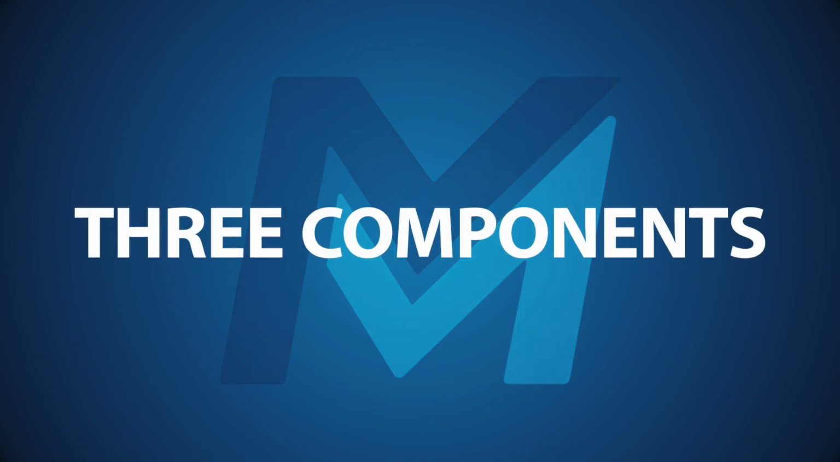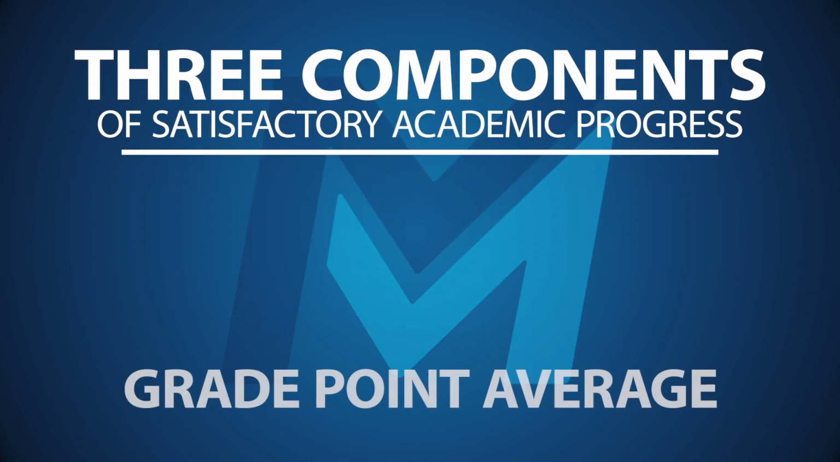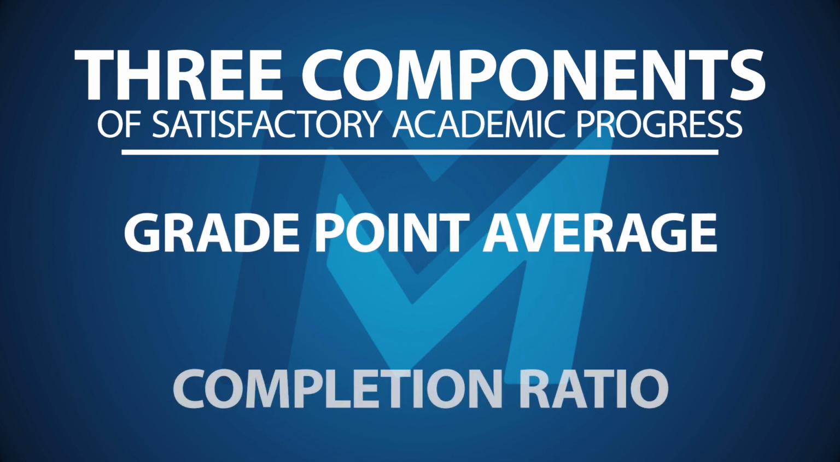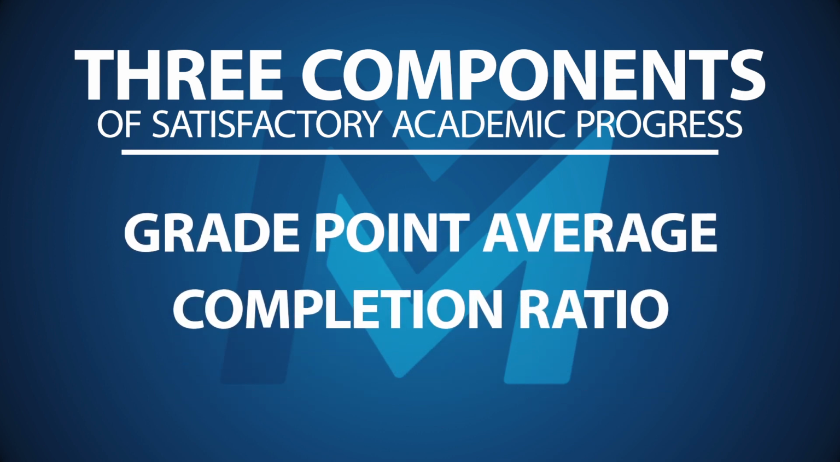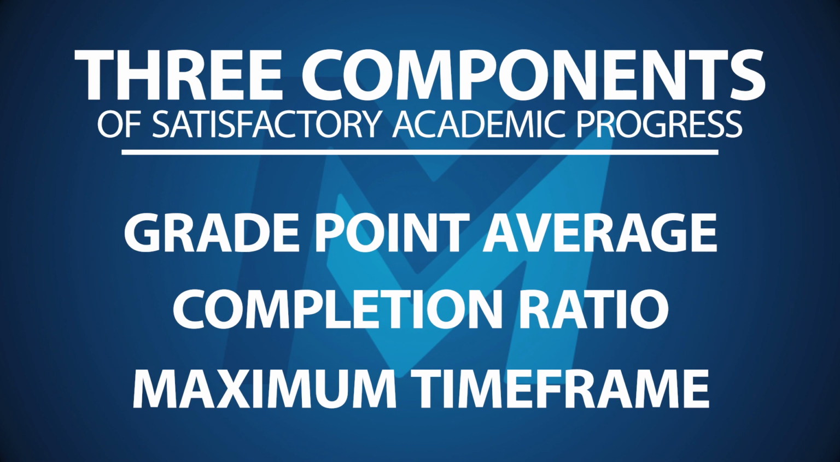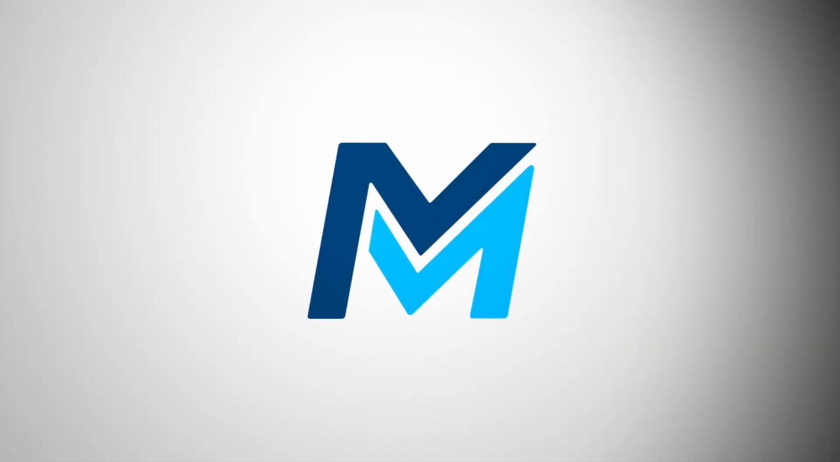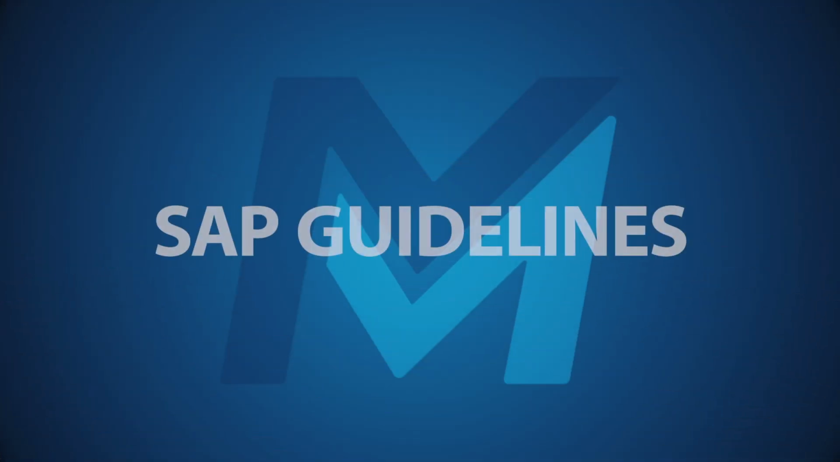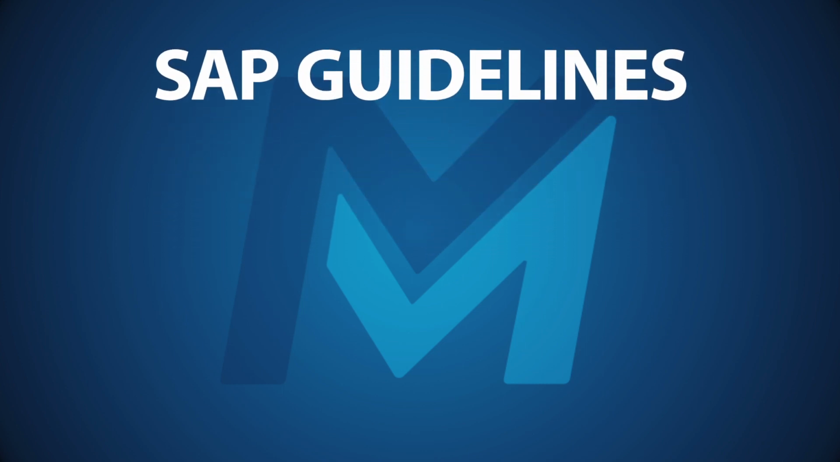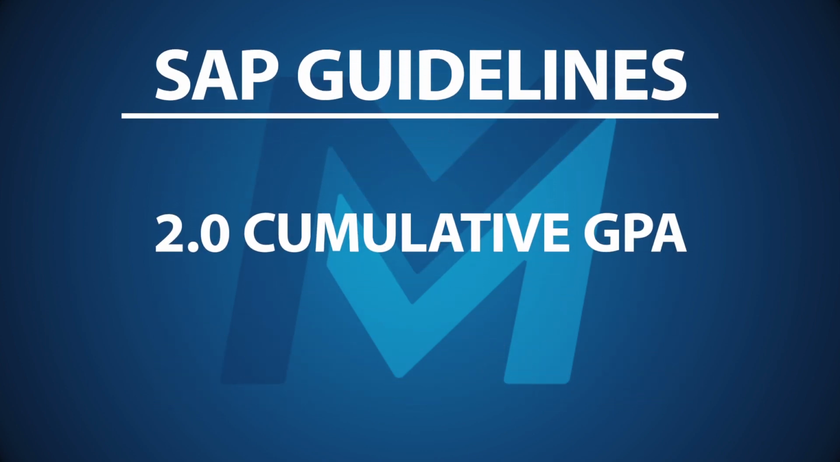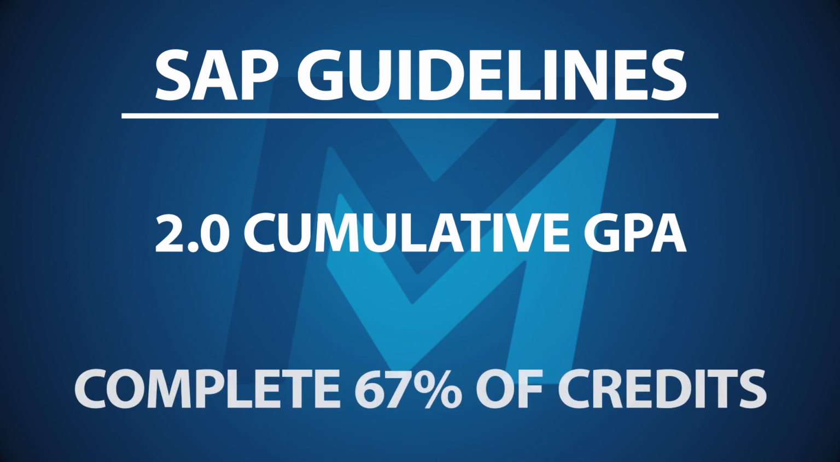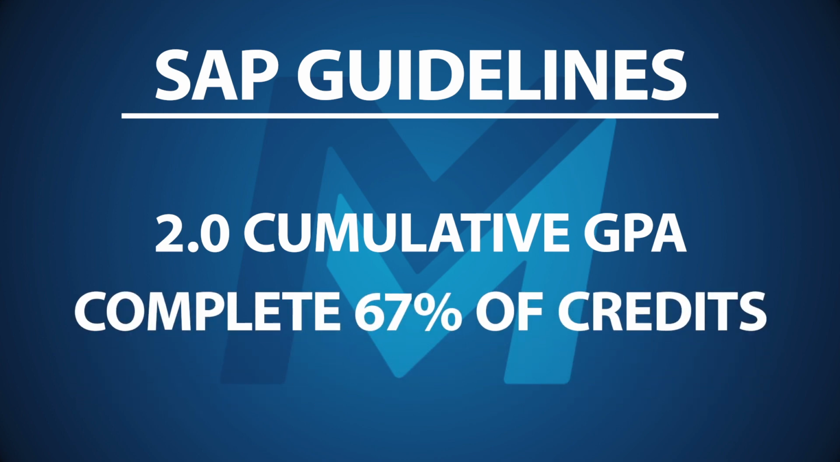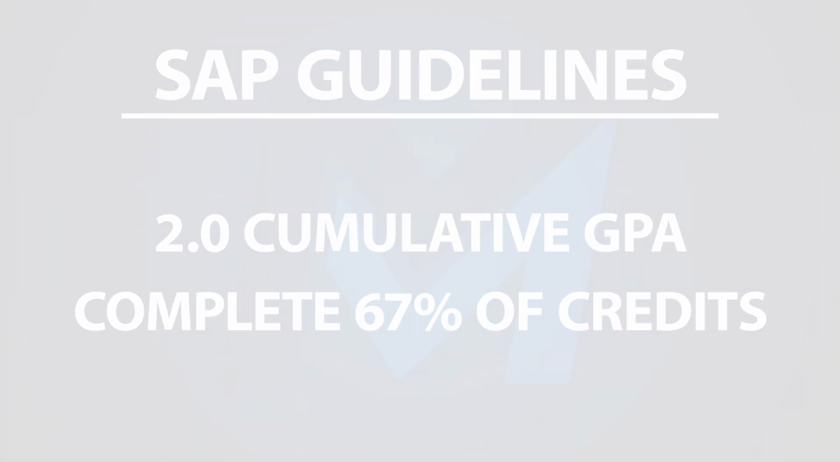There are three components to SAP: grade point average, or GPA; completion ratio, or the number of credits you have attempted to complete; and maximum time frame, or the amount of credits you have taken to finish your degree. MID's SAP guidelines require that you maintain at least a 2.0 cumulative GPA, a C average, and complete at least 67% of the credits you attempt. Completed credits are those where students earn a D- or higher. Classes that you fail or withdraw from are not considered completed.